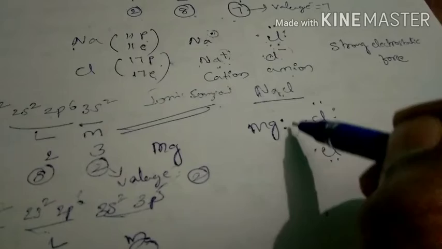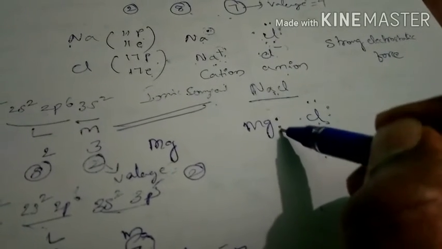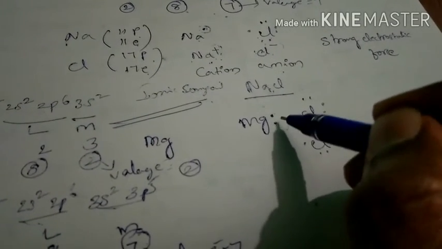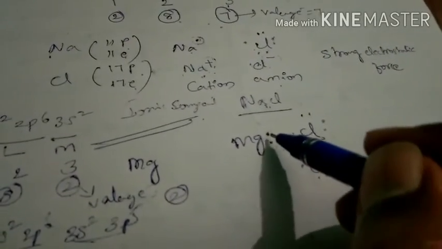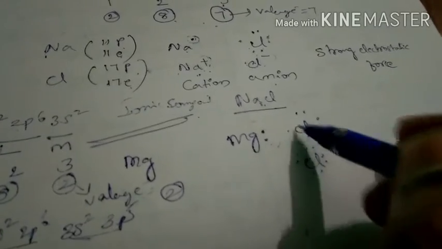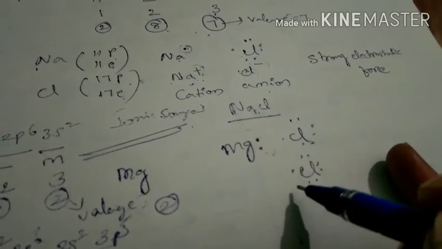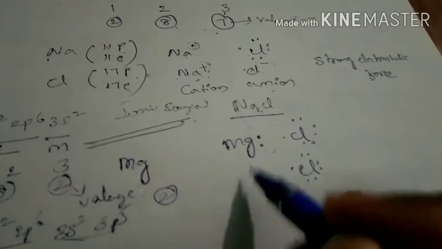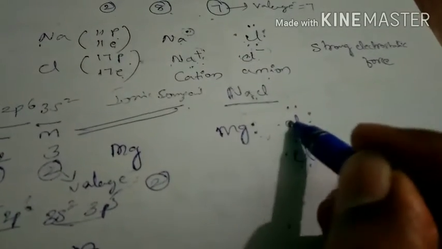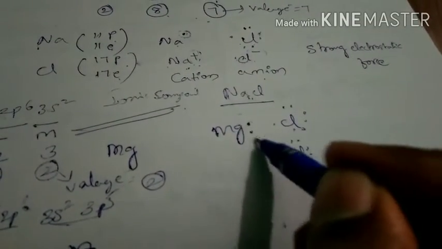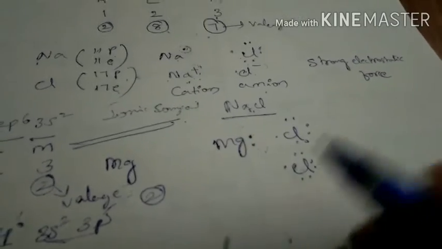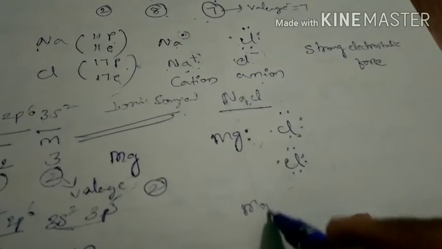Here the point is, if magnesium loses these 2 electrons to each chlorine atom. I repeat once again, if magnesium loses these 2 electrons to each chlorine atom, that means magnesium loses one electron to one chlorine, and the other electron to another chlorine atom, then magnesium becomes +2.